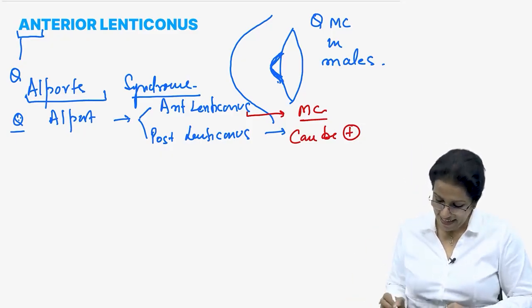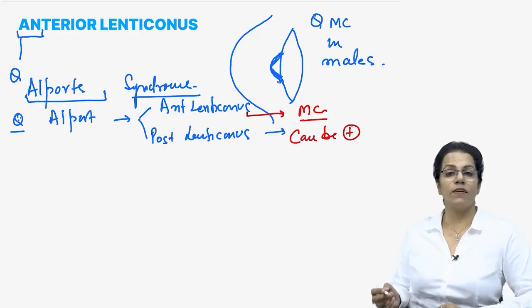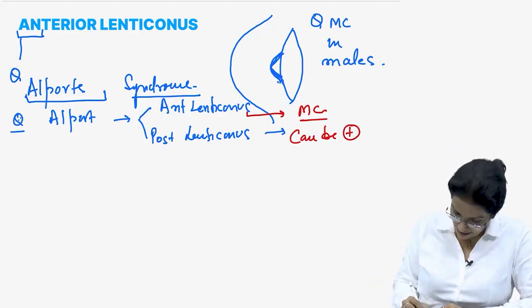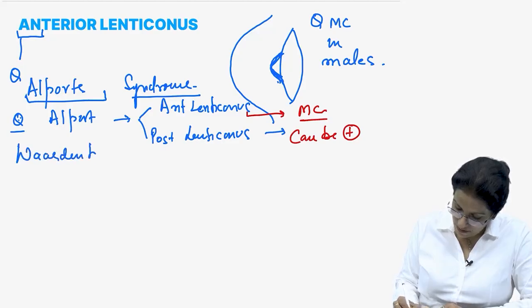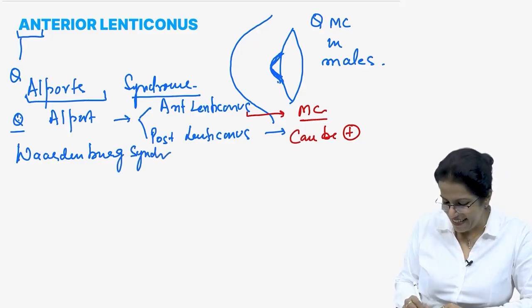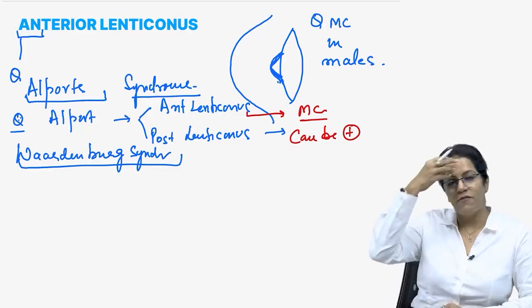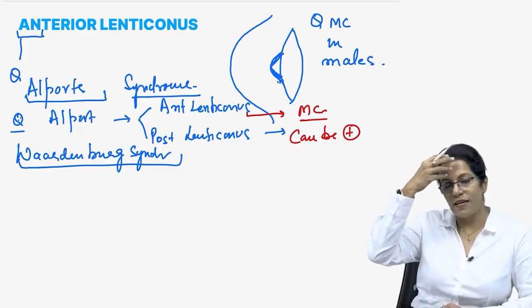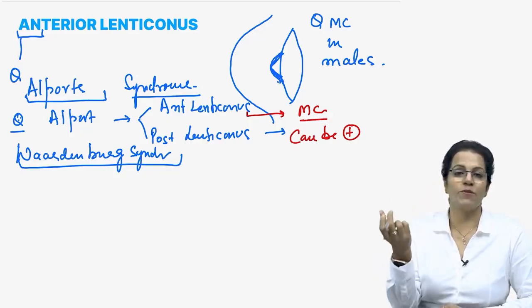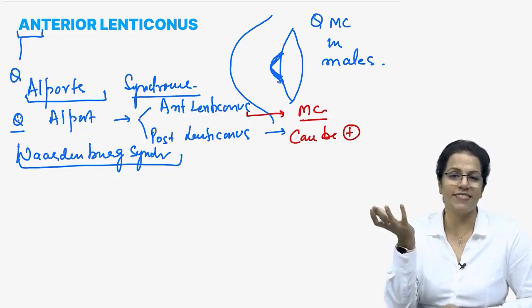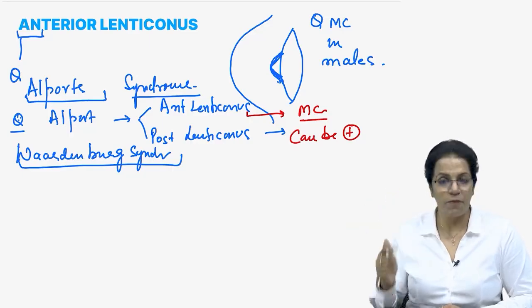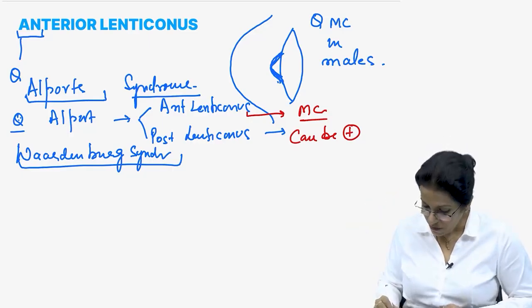One more thing. Is there any other syndrome you would like to learn where you get anterior lenticonus? Yes, it is Waardenburg syndrome. The next after Alport's is Waardenburg syndrome. Do you remember Waardenburg's? Any systemic features you remember? White frontal locks where the hairs become white, joint eyebrows, synophrys, vestibular dysfunction. Just revise it. I will be writing here the ocular features of Waardenburg.